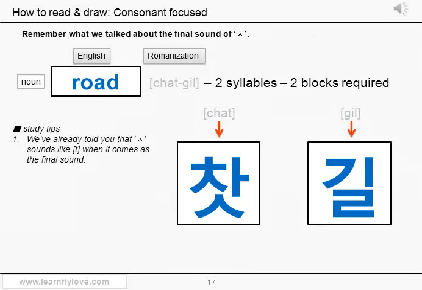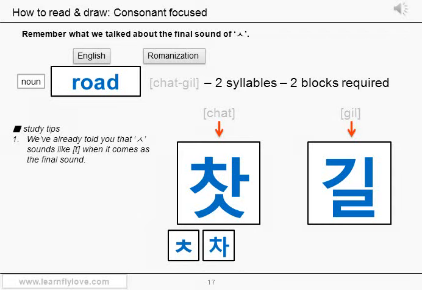Next word is road. We've seen this noun in lesson 2 already. Check out the romanization and let's hear the sound though. 찻길, 찻길. T was used as a final for the first block. Well, there's no point for us to see the alternative romanization for this word. We will tell you why shortly. Then let's check out the Korean spelling. The first consonant is ch, like CH sound in English, and the vowel is A.